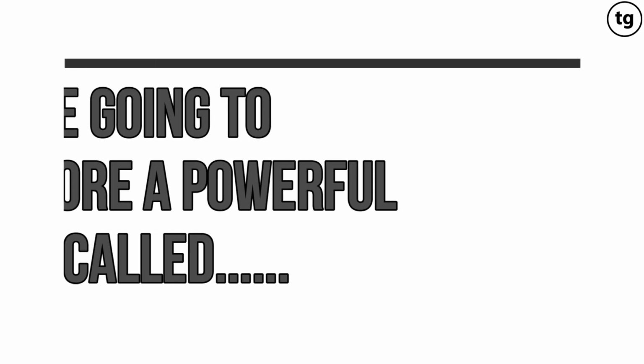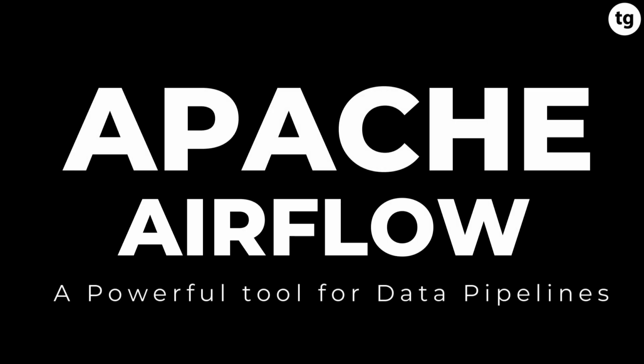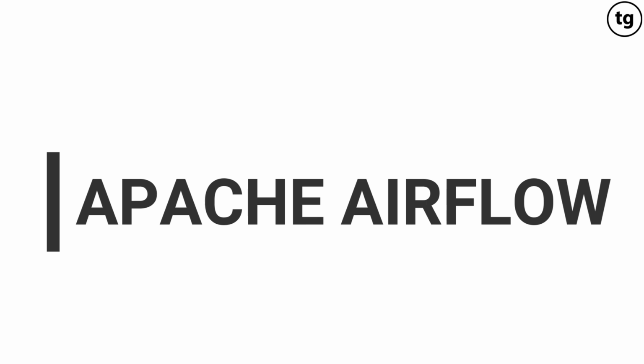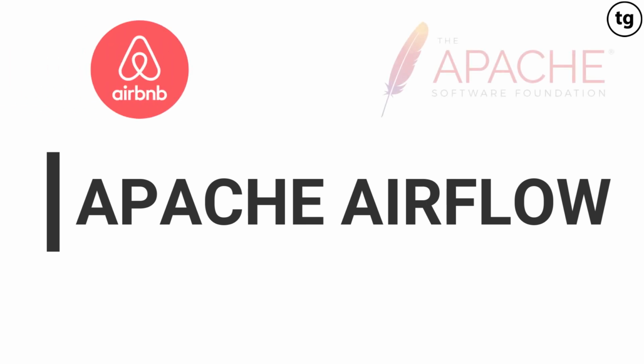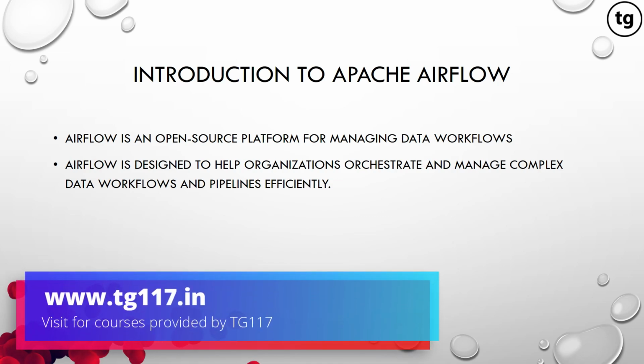Today we are going to explore a powerful tool called Apache Airflow, which helps businesses manage their data workflows more efficiently. Apache Airflow is a powerful tool originally developed by Airbnb and later open sourced under Apache Software Foundation. It's designed to help organizations orchestrate and manage complex data workflows and pipelines efficiently. Let's explore its key features and components in detail.